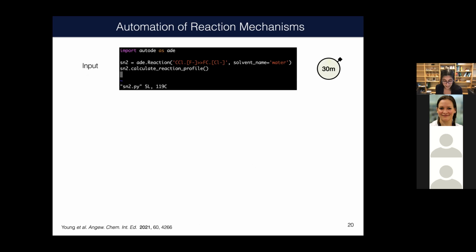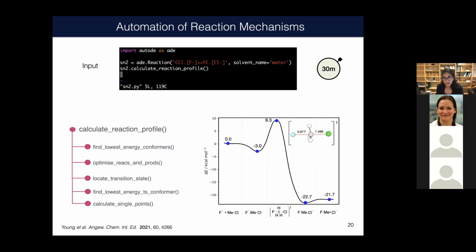This is not a graphical interface yet. Hopefully we'll reach that point. But if you're familiar with some basic scripting, you can use this. The input file will be a SMILES representation that will tell you the reactant and the product. In this case, it is an SN2 reaction. The reaction is taking place in water, and you ask the program to calculate the reaction profile for you. And as output, you will have this energy profile.